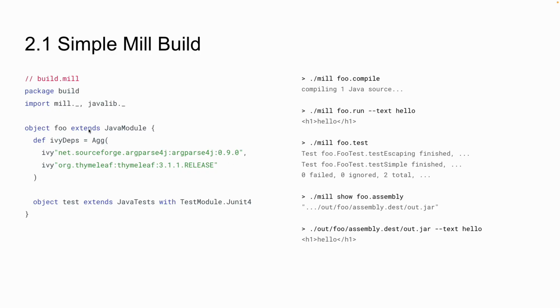Gradle uses Groovy or Kotlin, Mill uses Scala, but hopefully it's not too complicated and you can more or less guess what these things do. You know what packages and imports and methods and objects and classes and extends do. So you can probably guess what all these things do, even if you've never written Scala before in your life.